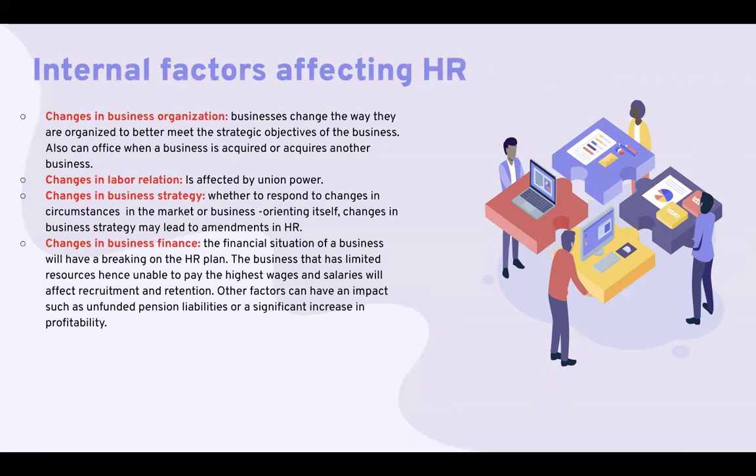So basically, internal factors are changes in business organization. Businesses can change the way they are organized to better meet their strategic objectives. We did study strategic objectives in topic 1 and chapter 1. Also, the organization can change when a business is acquired or acquires another business. We also talked about external growth types in unit 1.5, section 1.5.